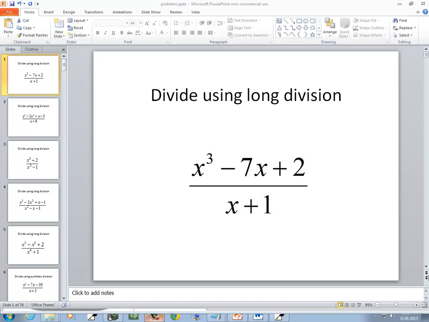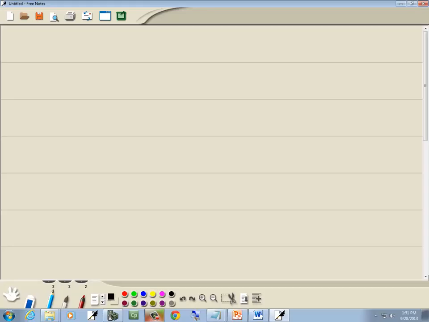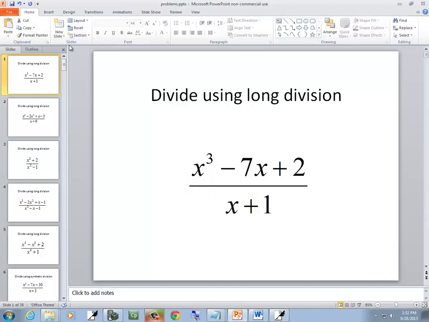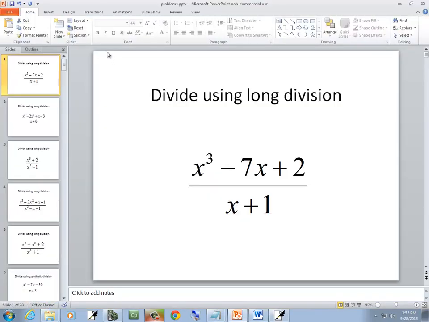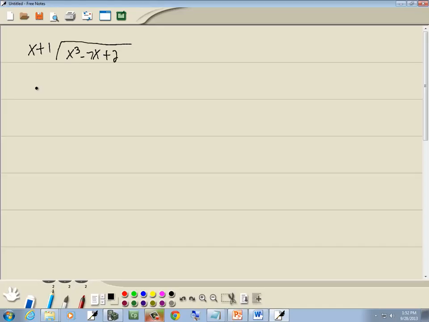Let's take a look at this problem. We've got x plus 1, and then x to the third minus 7x plus 2. Now notice that we're missing a term here. We're missing the x squared. So remember, we have to put 0 placeholders. So I'll put a 0x squared in there, minus 7x plus 2. From your largest power, you have to have one power for each one going down.